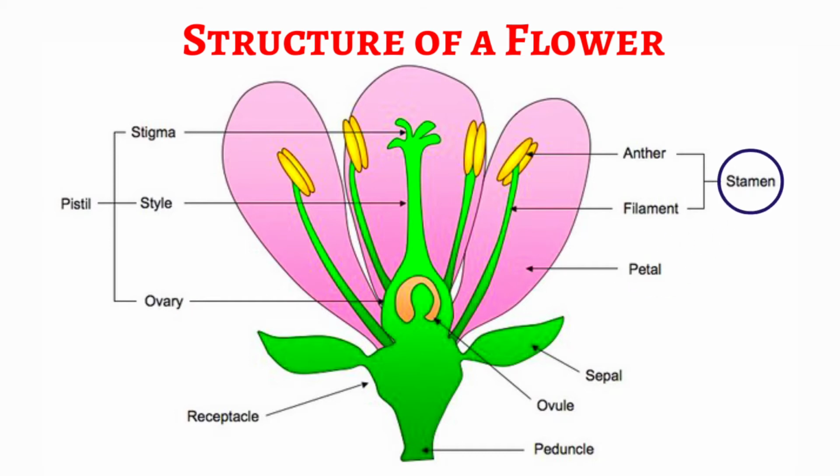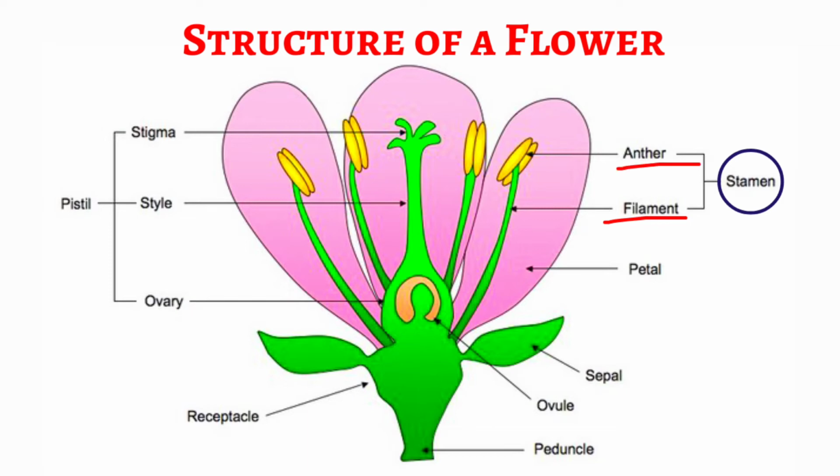The next part of the flower is stamens. Many little stalks with solid tops around the center of the flower are called stamens. Stamens are the male parts of the flower. You can see here in this figure, each stamen consists of a thin green stalk. These green stalks are called filament, and each filament has a bag-like top, and this bag-like top is called anther.